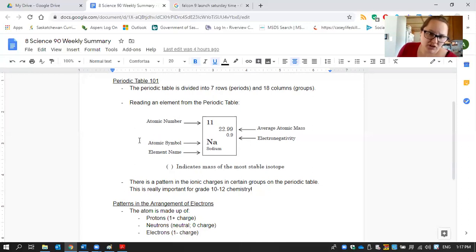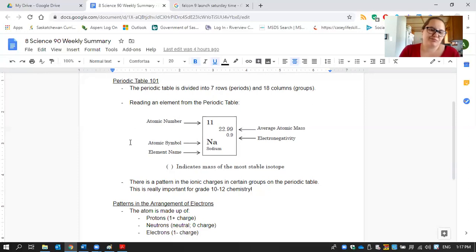The next part here is your atomic symbol. That's just how we shorten the element. This one here, Na, is sodium. Remember, your first letter is always capitalized, and any letters after that will be lowercase. So we have capital N and lowercase a.